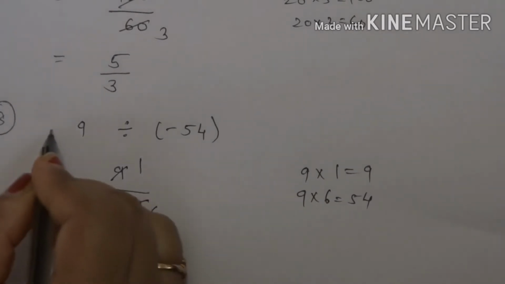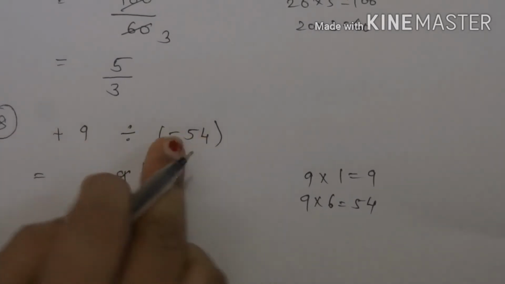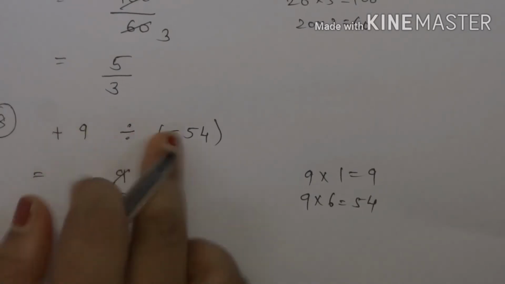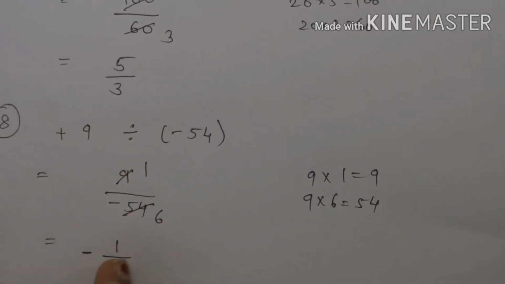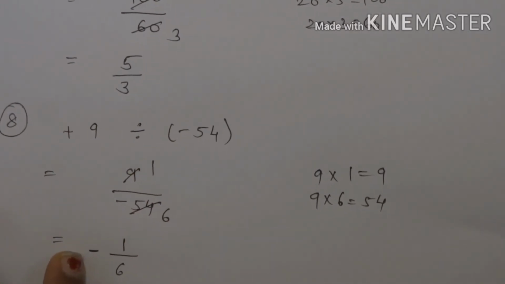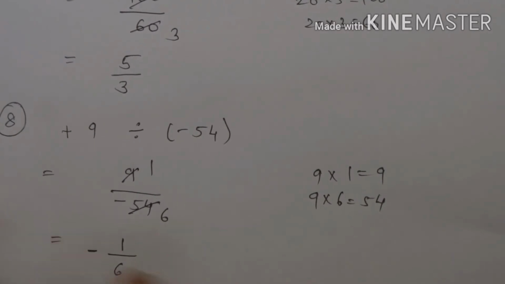Now about the sign. Here no sign for 9 means it is plus. 54's sign is minus. Plus minus is minus. So we give this fraction the sign minus, and we put the minus at the side.